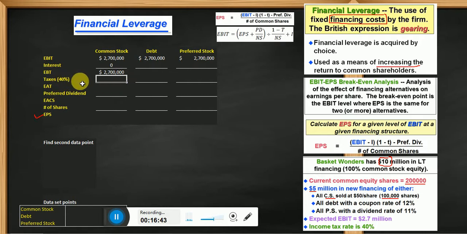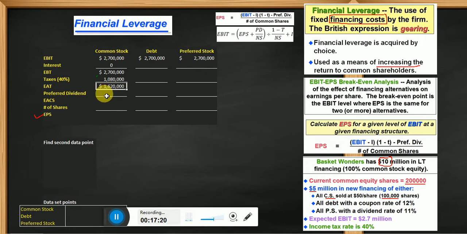Okay, how much is the tax we have to deduct from this? 40%. So equal sign, click on this value and multiply by 0.4. So $1,080,000 in taxes we have to subtract. When you subtract the taxes from $2,700,000, we will have 1,620,000 EAT. EAT means earning after taxes.